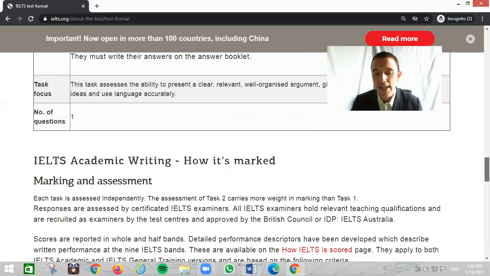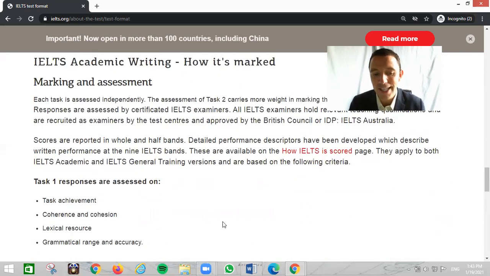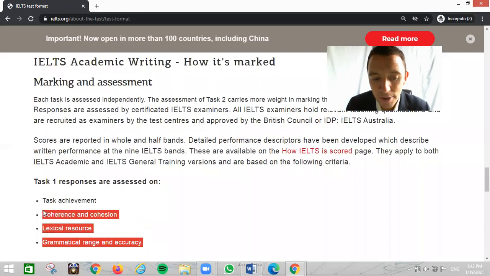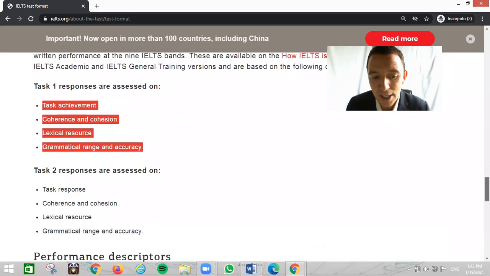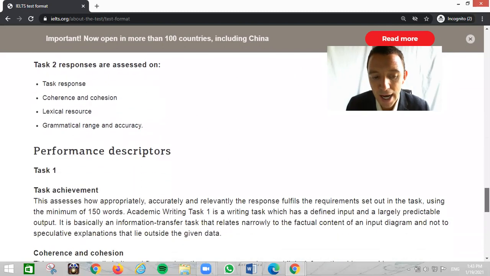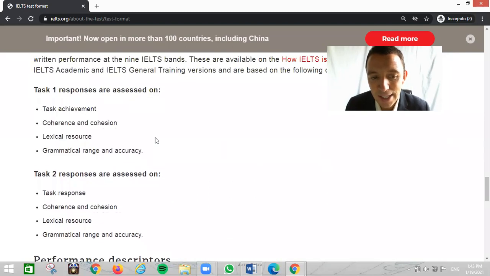Okay, and then it's the mark. So this is the criteria for the writing assessment for task 1 and task 2, and these headings are similar, almost the same as the Cambridge exams. The task achievement basically means that you understand the question and your answer reflects 100% the question. So you answer completely the question.